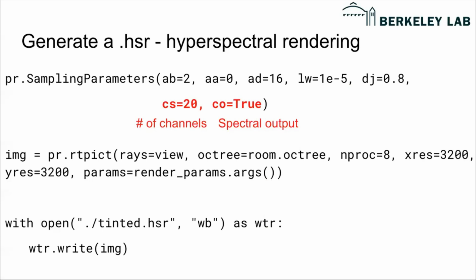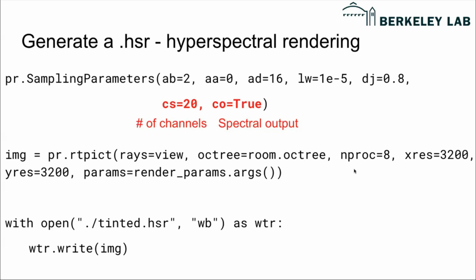So after this scene is built, we're going to generate our HSR, that's our hyperspectral rendering. What I use to generate the HSR is RTPic. RTPic takes your viewpoint, and then you put in your octree. How you will build your octree in Pi Radiance is room, which is the scene that we built earlier, and then dot octree. This will build the octree for you.